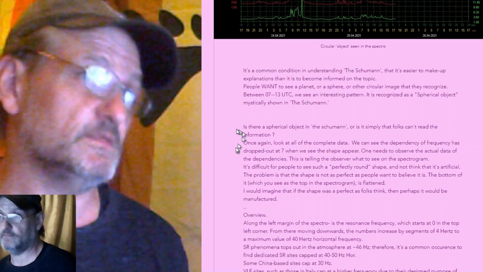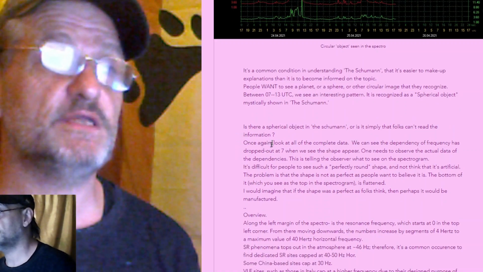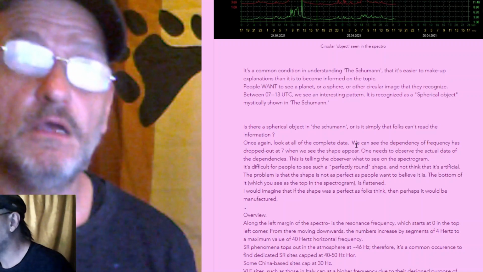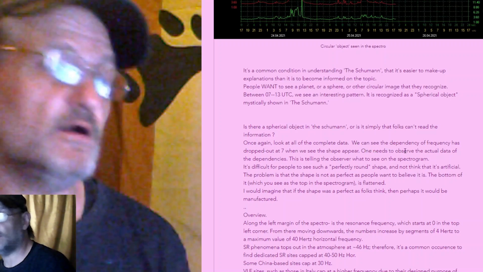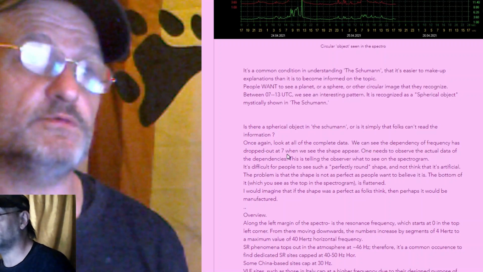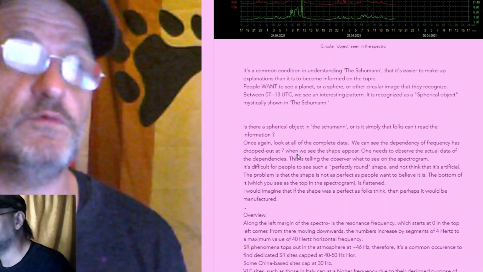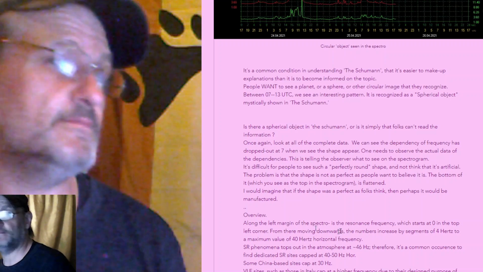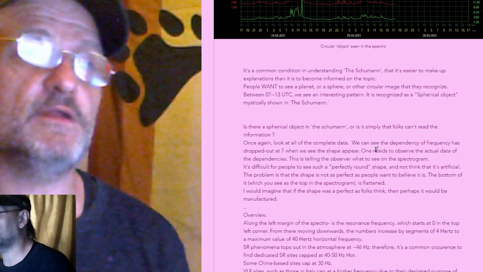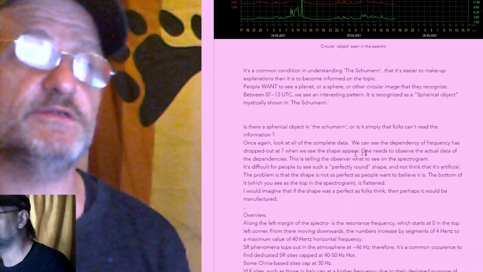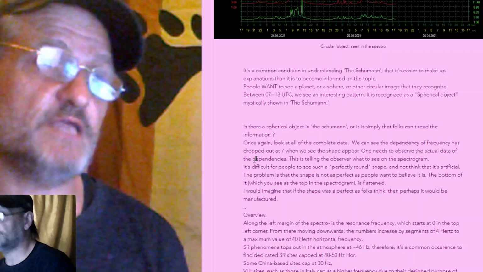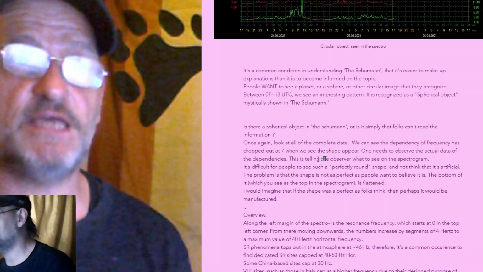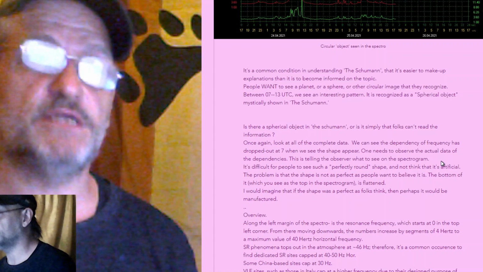All right, so let me show you what I'm talking about. Once again, look at all the complete data. We can see the dependency of frequency has dropped out at 7 when we see the shape appear. And so I made a little diagram that I'm going to show you. We can see frequency. One needs to observe the actual data of the dependencies. This is telling the observer what to see on the spectrogram.